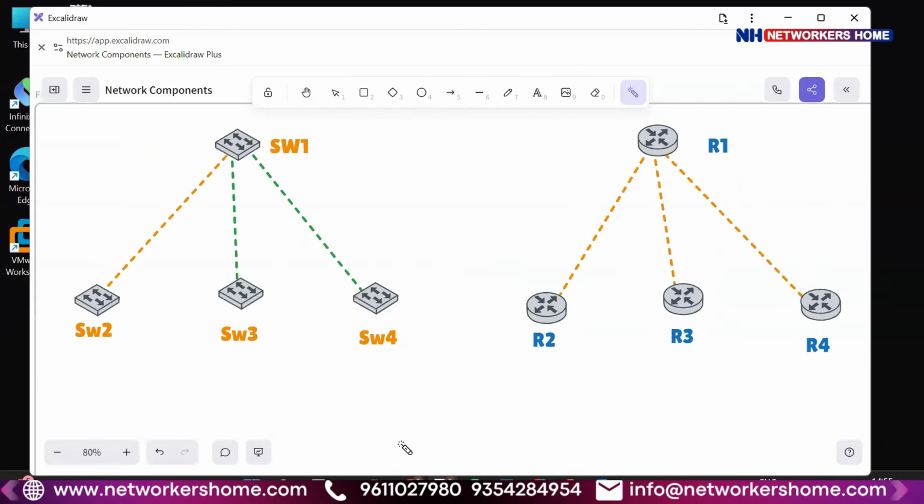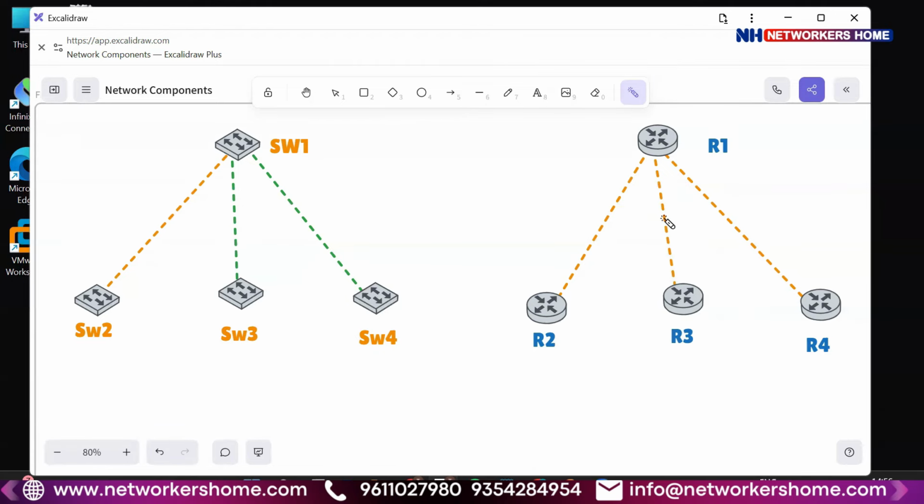See, switch 1 is here. I don't know where switch 2, 3, 4 are. So what will the switch do? It will generate a broadcast packet and forward it to everyone, asking who is switch 2, switch 3. Will switch 2 reply? No. Will switch 4 reply? No. Only the right one will reply. Now if I say send it to, for example, switch 5, is there any switch 5? Still the switch will send it to everyone. Reply will not come, and it will just leave it. That is called a single broadcast domain. One broadcast domain means one network.